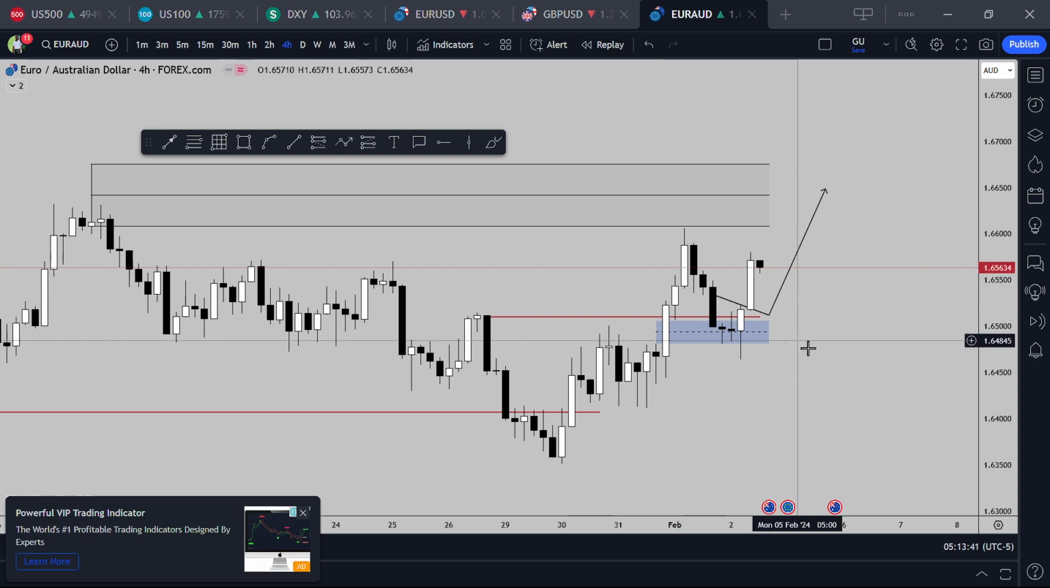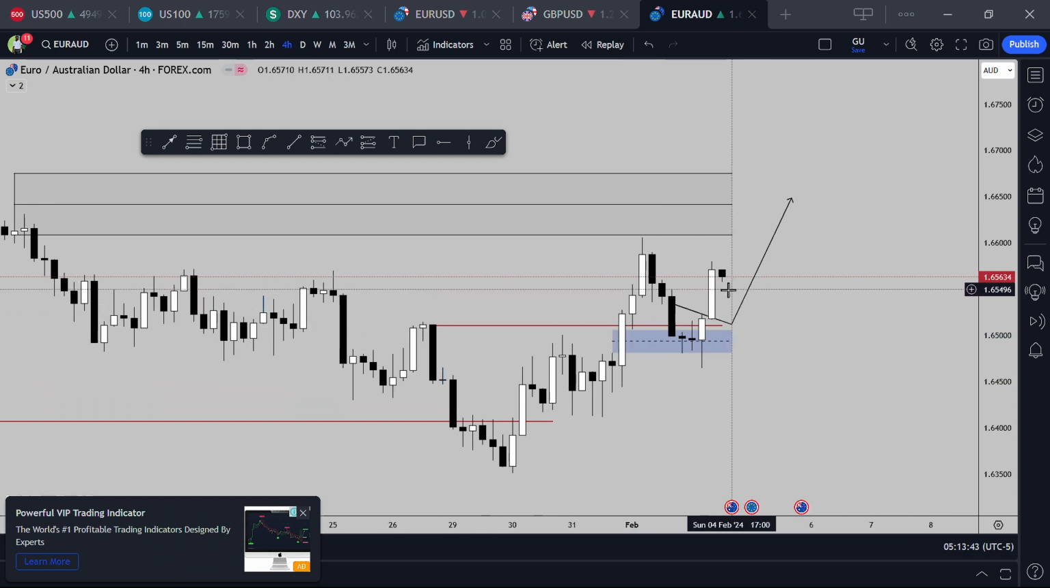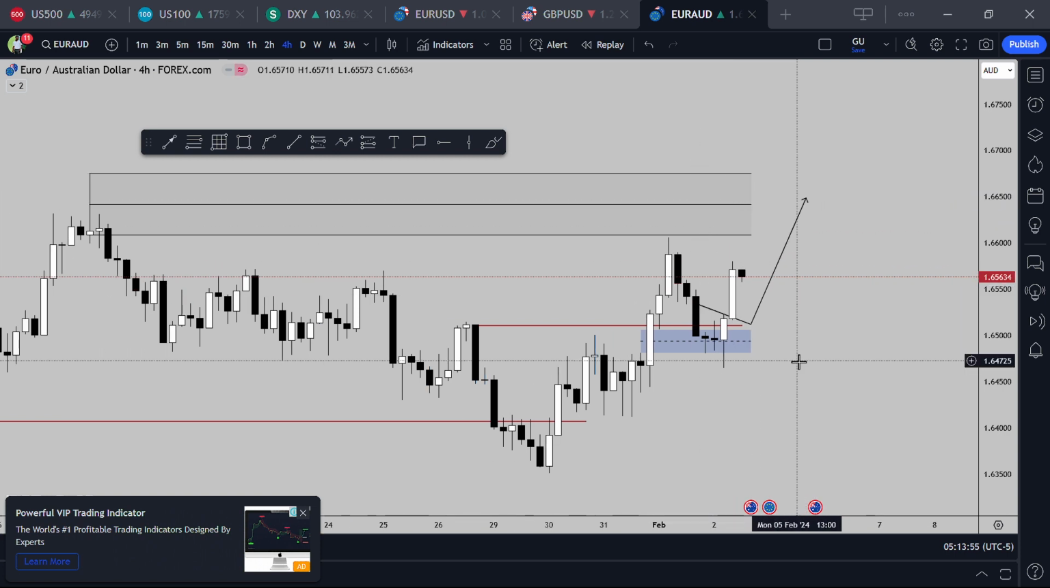Now you can see a fair value gap already forming around here. So going into Monday, Tuesday, I want to see a little pullback into the fair value gap and react and expand towards those levels here. So I am bullish on Euro AUD.